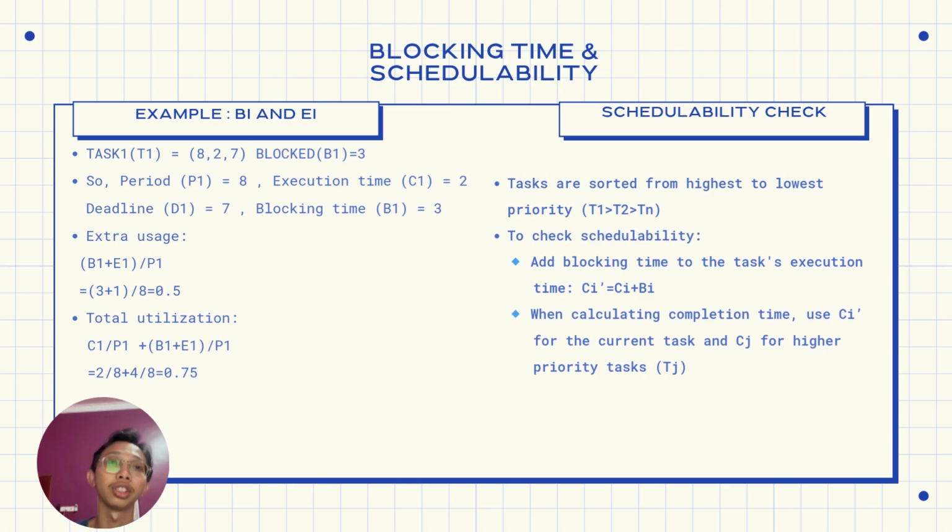And then for the scalability check, tasks are sorted from highest to lowest priority. So T1, T2 and Tn. To check scalability, add the blocking time to the task execution time. So Ci plus Bi. When calculating completion time, we use the Ci only. And then for higher priority tasks, we use Cj.